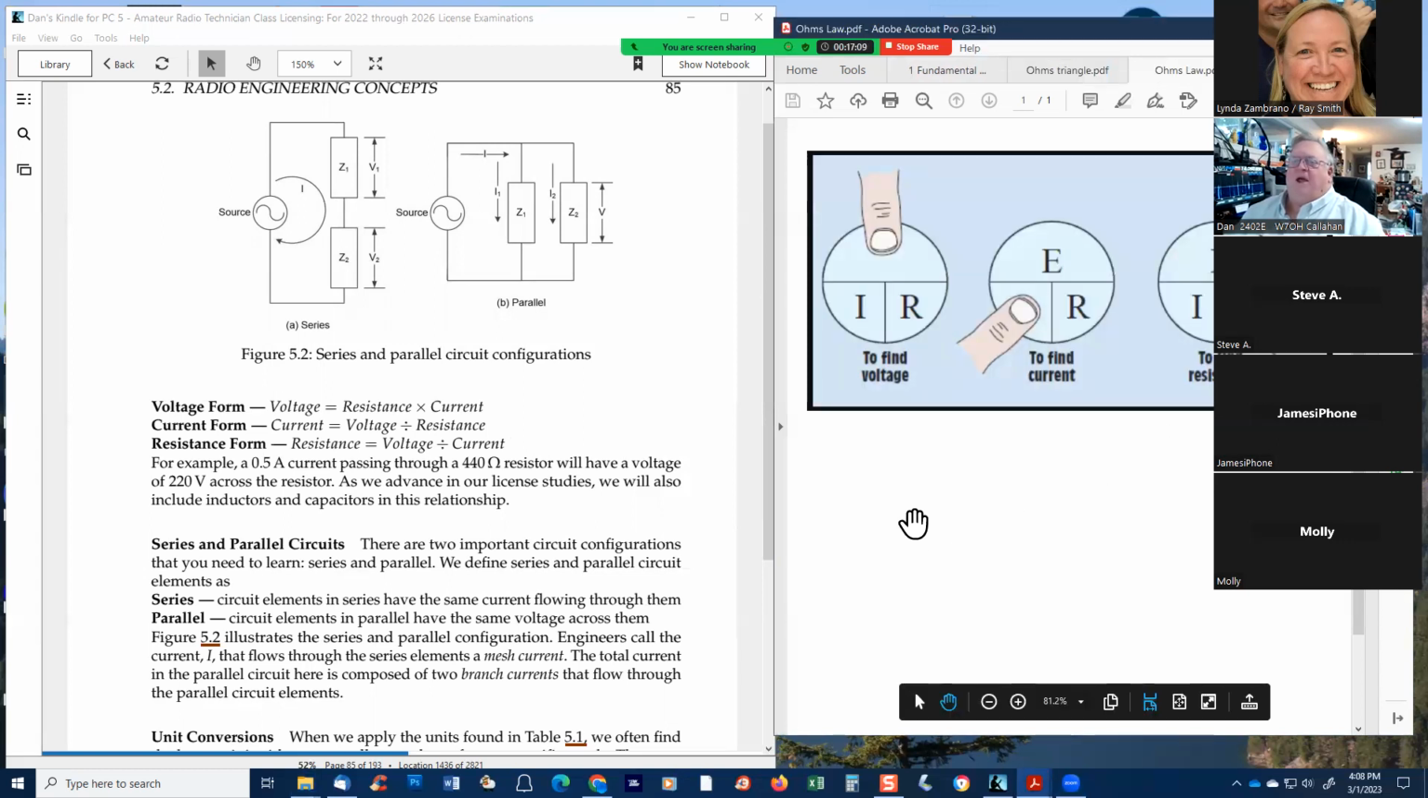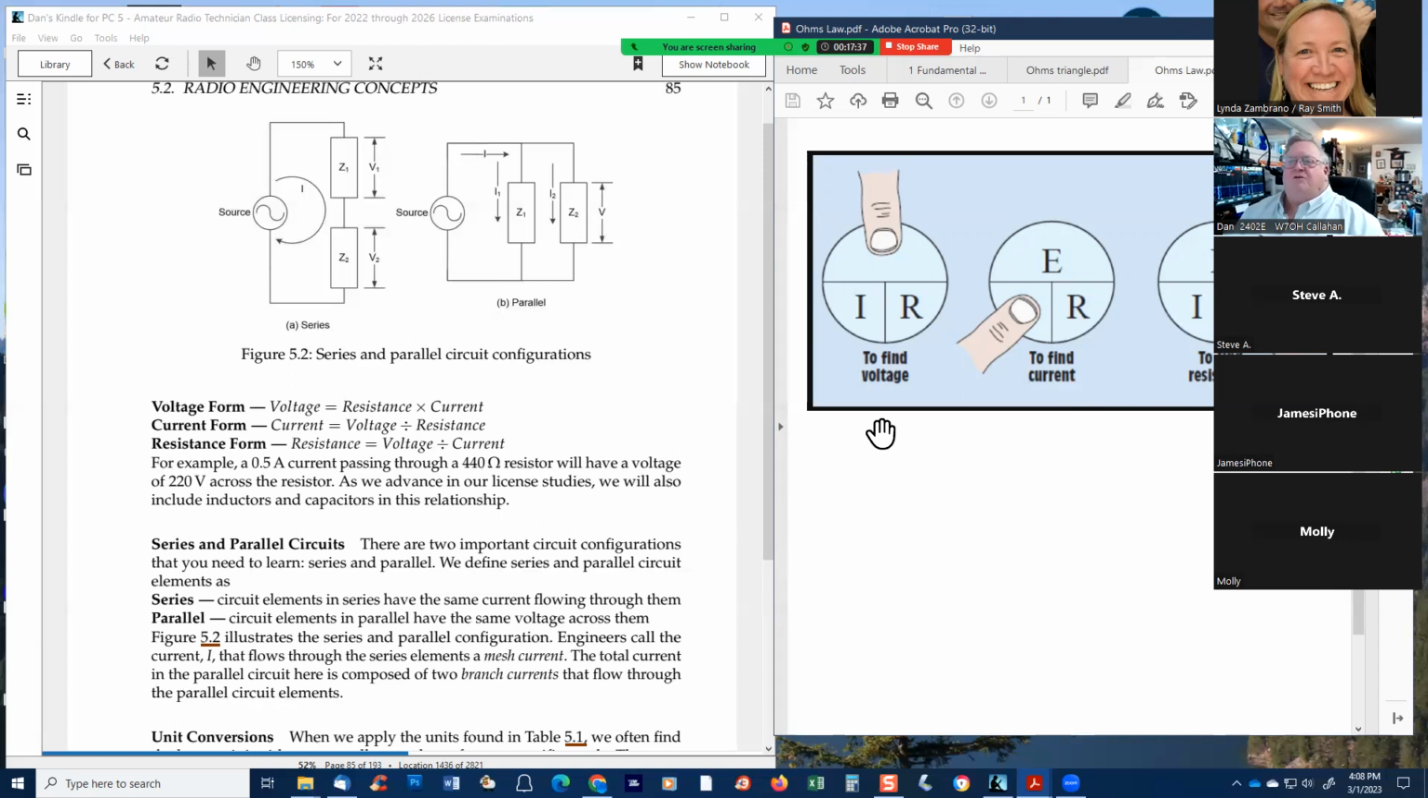There we go. And that little triangle here, it's represented by a circle, but it's still the E at the top, the I, and the R. And to find voltage, you would say, I want the E, so cover that with your thumb. You multiply current times resistance. To find current, which is the I, you'd say E divided by R, the voltage divided by resistance. Resistance is voltage divided by current.